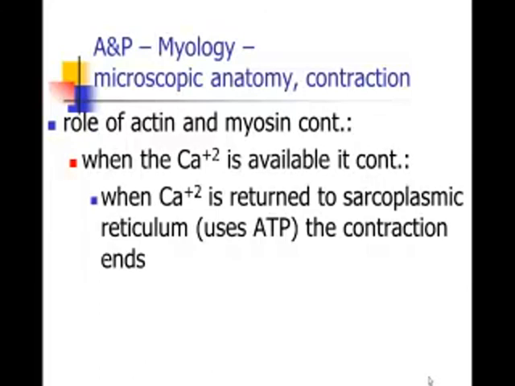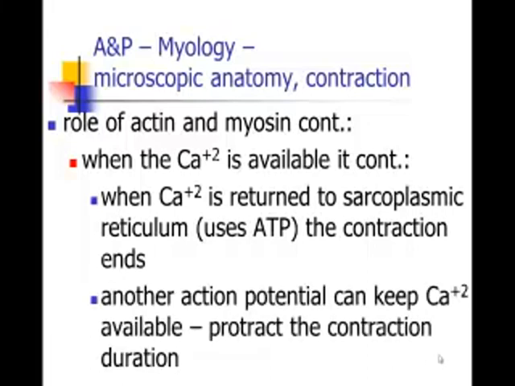Eventually, calcium gets returned to the sarcoplasmic reticulum. This is because of a calcium pump within the membrane of the sarcoplasmic reticulum. And pumps, you'll remember, are active transport, so they are going to require ATP. When the calcium is returned, the troponin is no longer bonding with it. Then the bonding sites on the actin are covered up again, and the contraction stops. Now, what if you wanted to keep the muscle contracted? If you had another action potential right away, that would mean that calcium would continue to be available, and that would prolong the duration of the contraction.